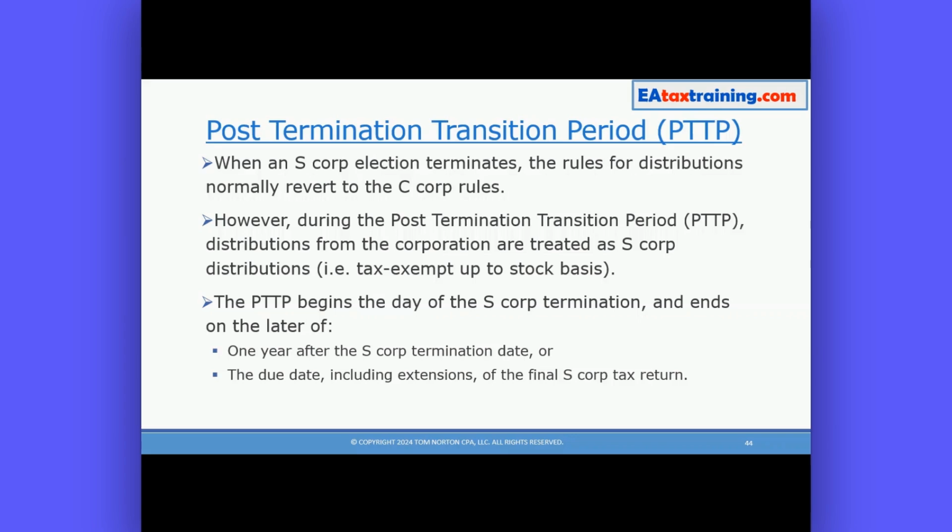This transition period begins on the day of the S Corp termination and ends the later of 1 year after the S Corp termination, or the due date, including extensions, of the final S Corp tax return. So it's the later of those two dates. So basically, you're getting about a year to take distributions once you're a C Corp and still have those distributions be treated as if they were S Corp distributions.